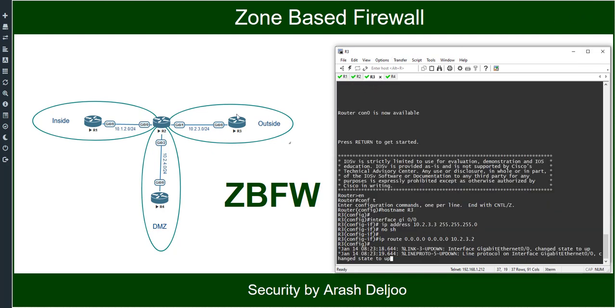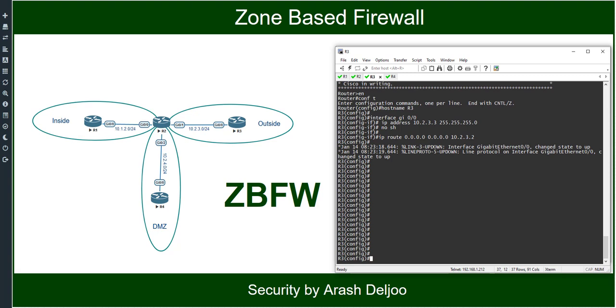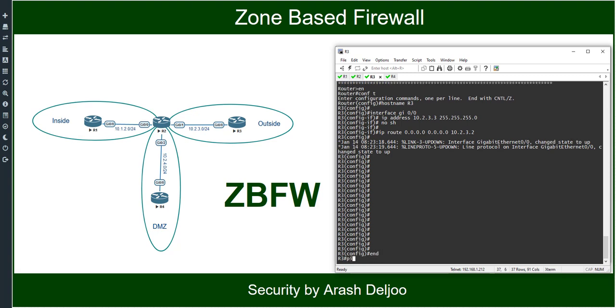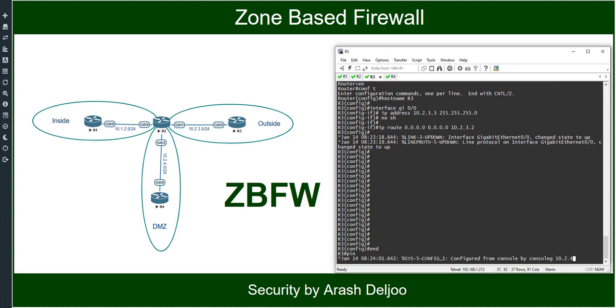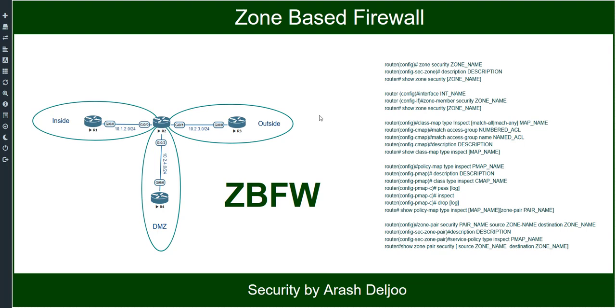Then from router 3, let me send traffic to router 4. This is router 3. Okay, ping 10.244. As you can see, we have connectivity. Because of that, we can start the configuration of the zone-based firewall. Until now, we have connectivity between router 1, router 2, router 3, and router 4.